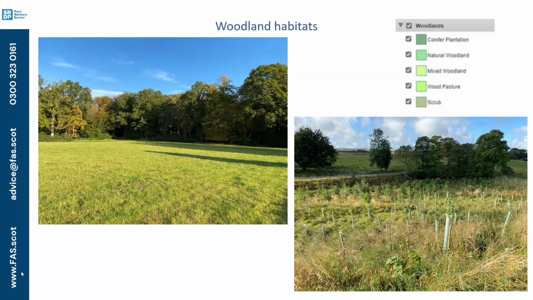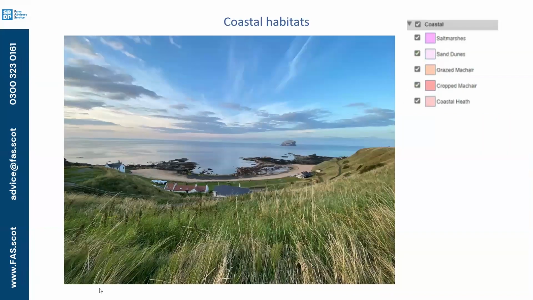And then the final category there is scrub, which is areas dominated by native species such as willow, juniper, broom, gorse and blackthorn, but not rhododendron. And just to say, the photo at the bottom there is obviously a newly planted broadleaf woodland, but again, I would put that under the natural woodland category because it's woodland dominated by native species.